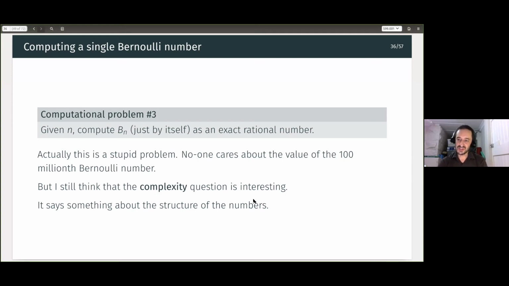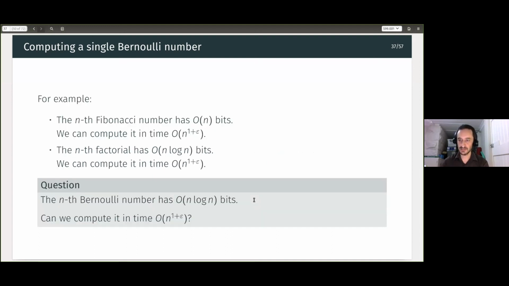But what I'm interested in about this problem is there's a complexity question, which is interesting. It's saying something about how complicated these numbers are. It's some very strange measure of the complexity of this sequence of numbers. Here are some other analogous examples. If you look at the Fibonacci numbers, that's a much simpler sequence of numbers. There are good algorithms for computing the nth Fibonacci number. It has a linear number of bits, and you can compute it in essentially linear time. That's not hard to do.